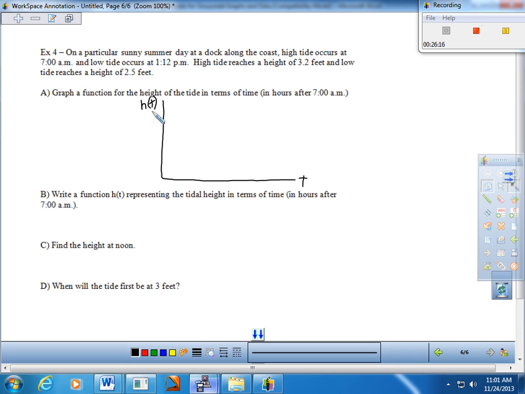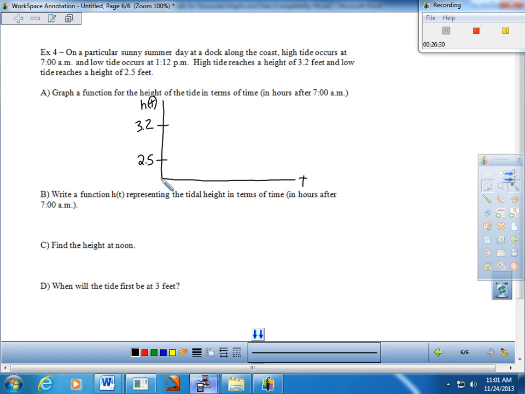And not too bad here. And let's see, we've got the heights going from 2.5 feet, so low at 2.5, high at 3.2, and the tides are just going to cycle between those two values. All right, that looks great.